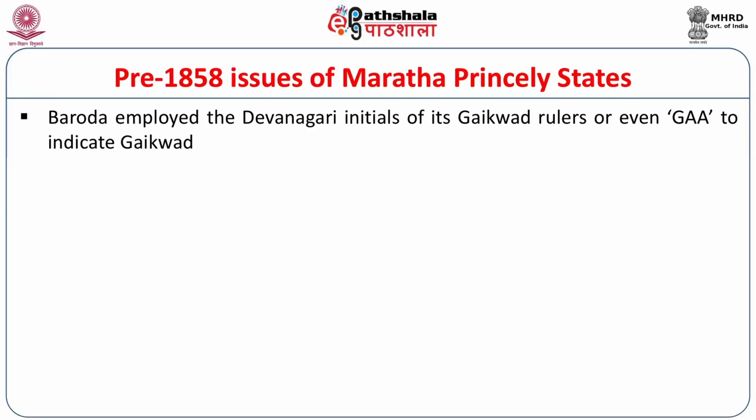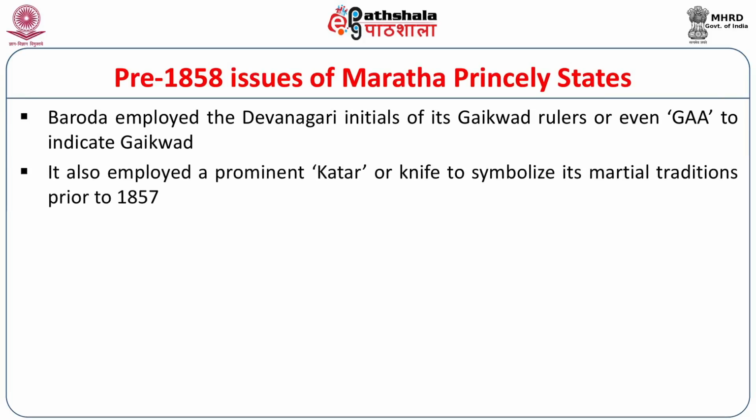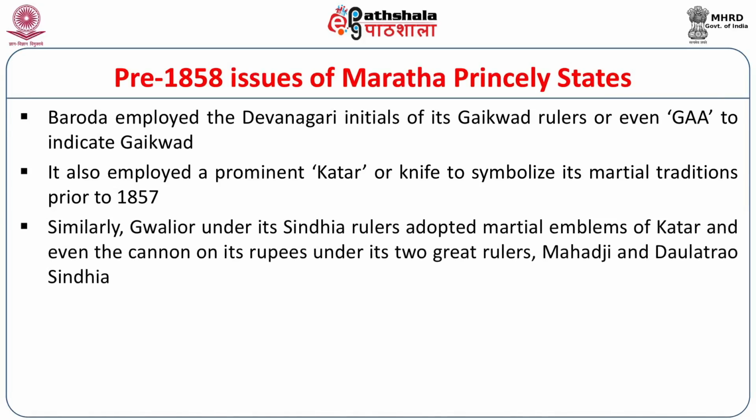But we see the Marathas, on the other hand, especially Baroda, for example, began issuing coins with the initials of the Gaikwad rulers. Devanagari Ga was imprinted on the coin to indicate Gaikwad. It also employed a prominent katar to symbolize the martial traditions prior to 1857. Similarly, Gwalior, under the Scindias, adopted the katar. Later, the silver rupees also adopted the cannon, used in a number of wars by the two great rulers, Mahadji and Daulat Rao Scindia, against various powers, as the emblem of Gwalior.